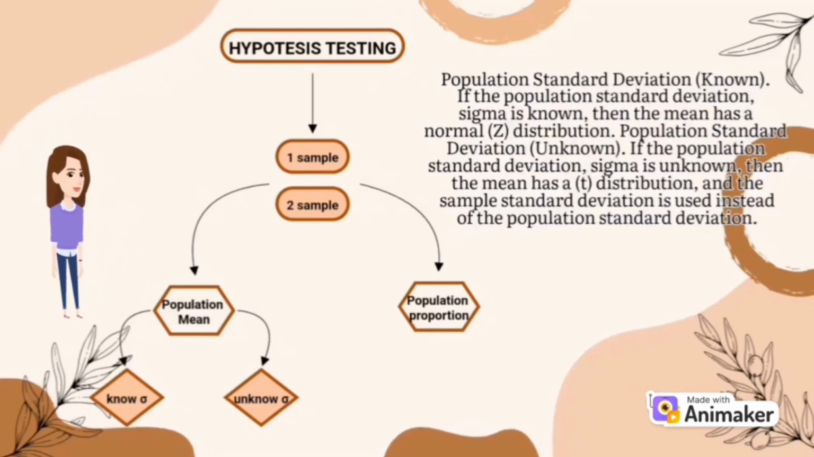We go to the population standard deviation known. If the population standard deviation sigma is known, then the mean has a normal Z distribution. For population standard deviation unknown, if the population standard deviation sigma is unknown, then the mean has a t distribution and the sample standard deviation is used instead of the population standard deviation.